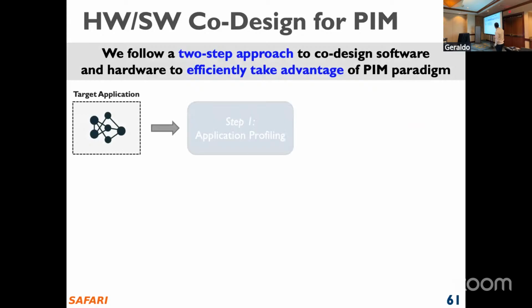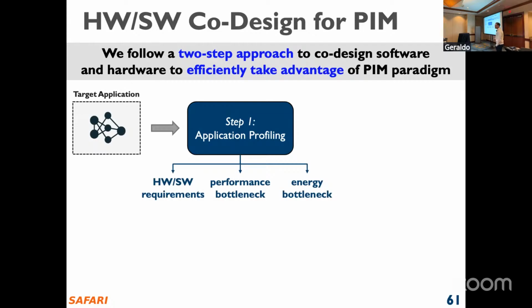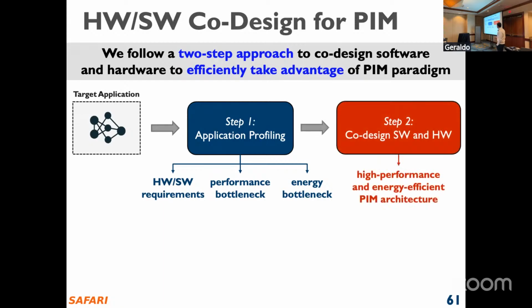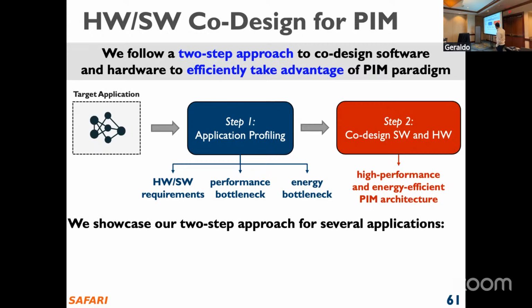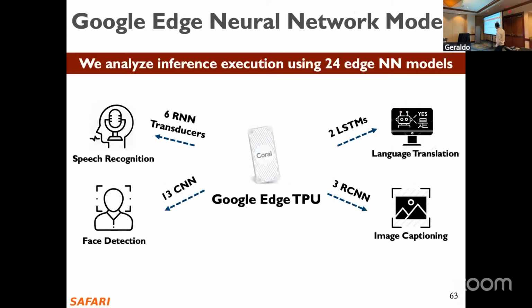However, to do that, what you need to do is first have a very good understanding of your application. You need to profile your application and understand the hardware requirements, the performance bottlenecks, and the energy bottlenecks of that application. And then we need to do some hardware software co-design to design a high-performance and energy-efficient application. So I'm going to showcase that for the machine learning inference models that Honor mentioned before. This is our work that we did, again, at Google. It was after the consumer workloads one, where we went to Google and we got their Google Edge TPU accelerator and their models, and then we did some profiling of those models.